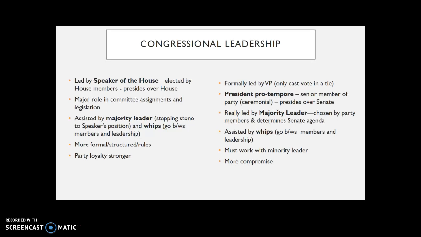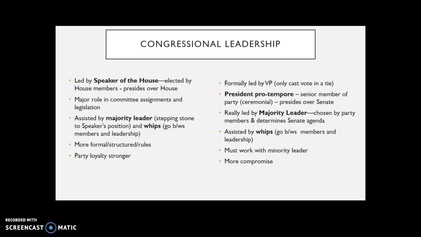Versus the Senate, they are actually technically led by the vice president, but the vice president, as you may or may not know, only casts a vote in the event of a tie, whether that's a nomination or a tie in votes in the Senate. Other than that, the vice president really doesn't have much power. Typically you're not going to have the vice president showing up. You have somebody called a president pro tempore, who is a senior member of the party. It's more of a ceremonial position, who presides over the Senate.